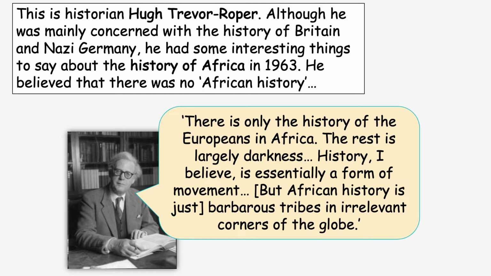In 1963, he believed that there was no African history before the West went there. This is a quote from him. He said, "There is only the history of Europeans in Africa. The rest is largely darkness. History, I believe, is essentially a form of movement. But African history is just barbarous tribes in irrelevant corners of the globe." Now, that's quite a stark statement from Hugh Trevor Roper.